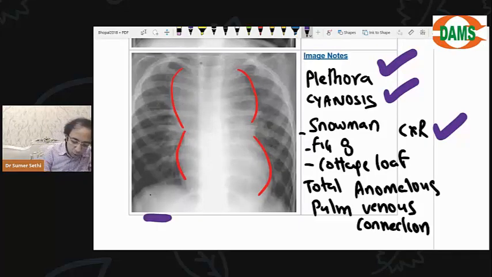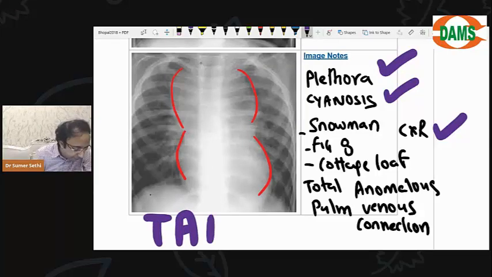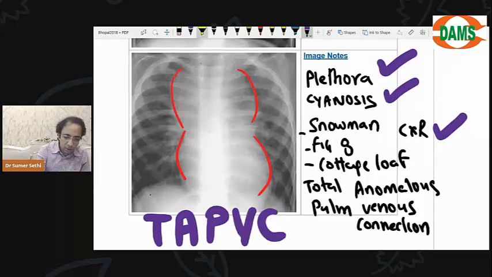TAPVC का मतलब होता है total anomalous pulmonary venous connection. ठीक है बेटा? Very good. I can see some of you are able to answer. Very good, beta. Very good. Now look at the next X-ray.